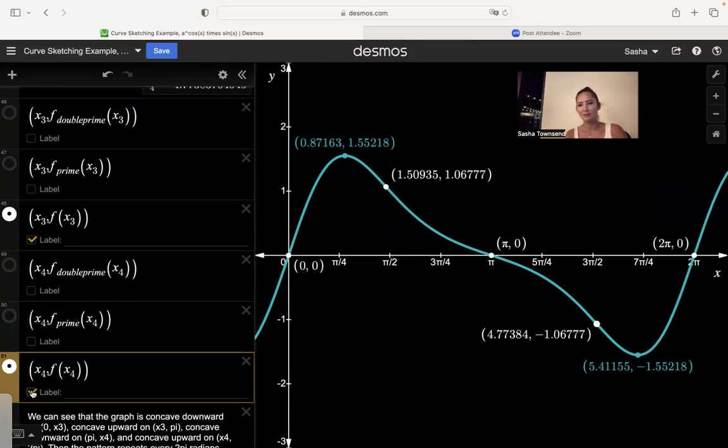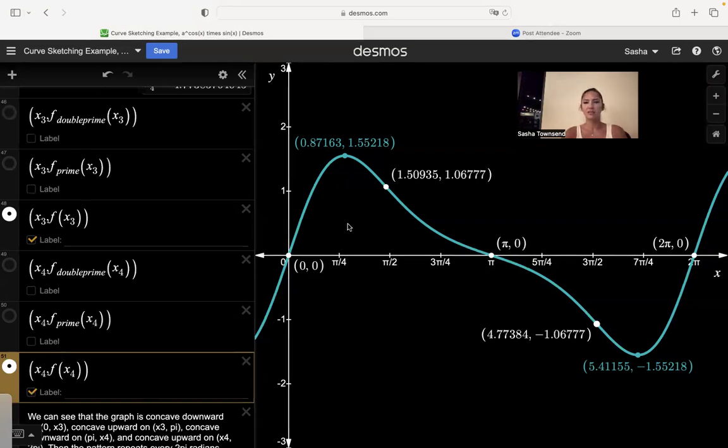And that's our graph. And if we want to, we can look at the graph of the first derivative and see how the relative extrema correspond to zeros of the first derivative. We can look at the second derivative and see how the points of inflection correspond to the zeros of the second derivative. And we can look at the sign of the first and second derivative on each of these intervals to see where the original function is increasing or decreasing.